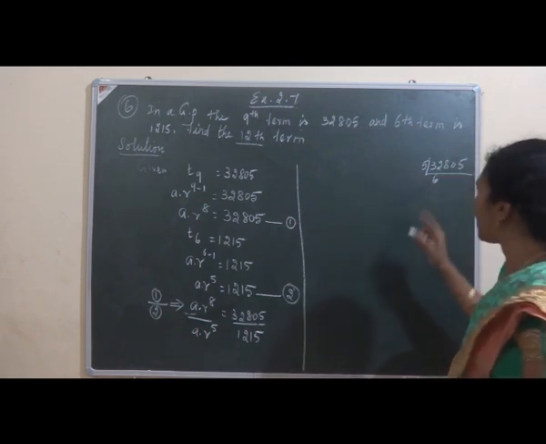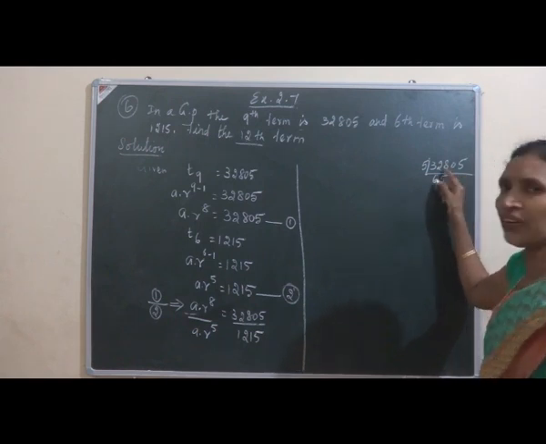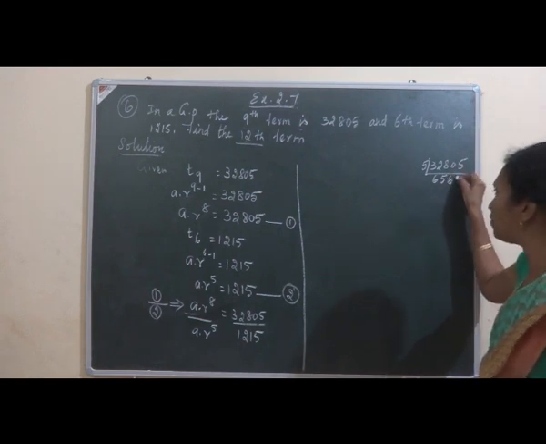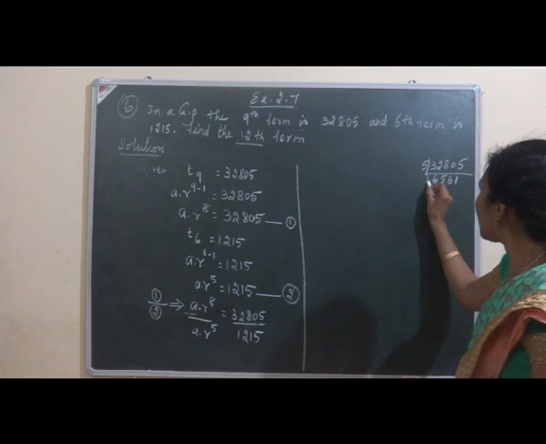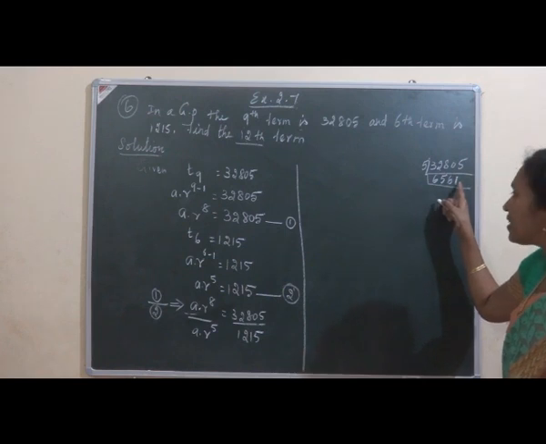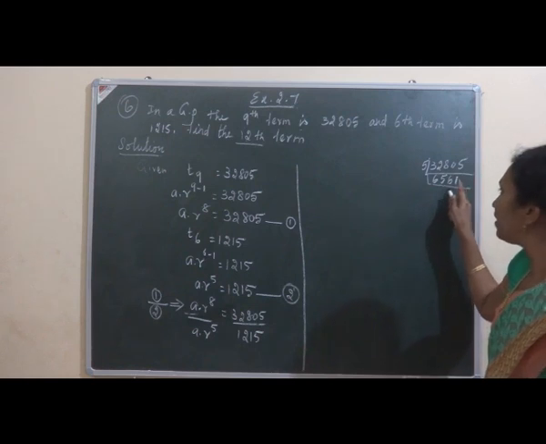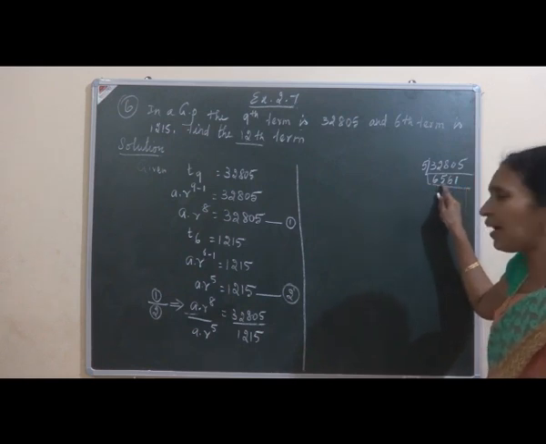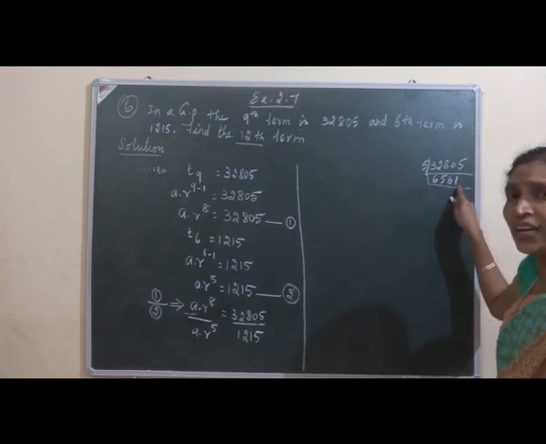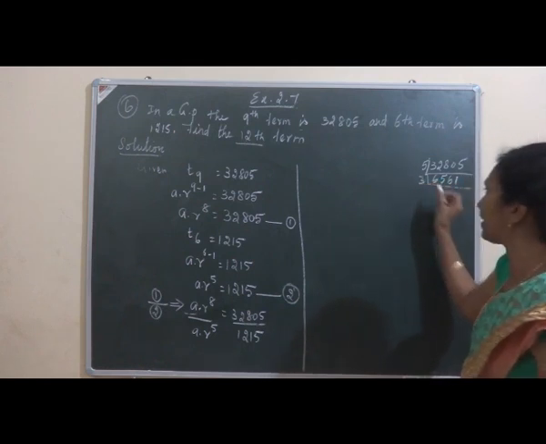Dividing by 5 gives 6561. It won't be divisible by 5 again, right? Is it divisible by 3? How will you check? You have to add the digits: 6 plus 5 is 11, 11 plus 6 is 17, 17 plus 1 is 18. 18 is divisible by 3, so here you can take 3.